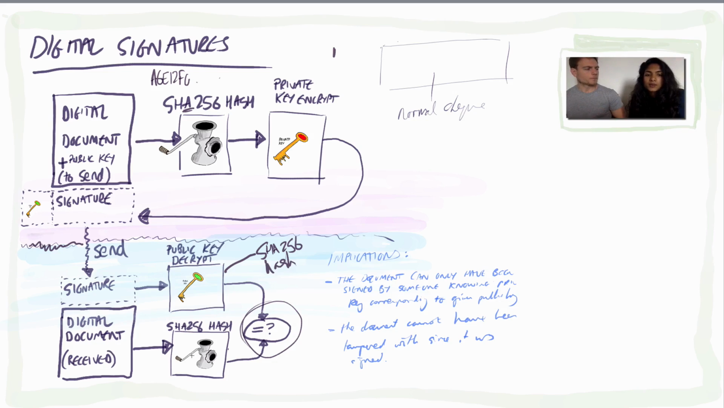Quick question. I thought how it worked was that you would lock it with the public key, and then you would open it with the private key. Yeah, that's what you said before. Yeah, but that's a great question.